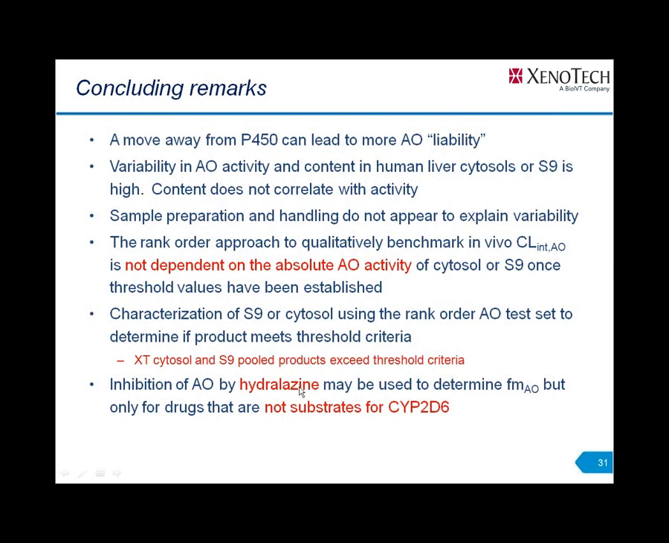It's a nice way to determine the FMAO, much like 1-ABT or specific inhibitors are used for P450. You can use hydralazine to determine the AO contribution, but it's important to note the effects of hydralazine on CYP2D6, namely the inhibitory effects, and I would caution use for hydralazine as a tool to determine FMAO if your drug is known to be metabolized by CYP2D6. There may be some additional controls that may be needed to further elucidate that effect.